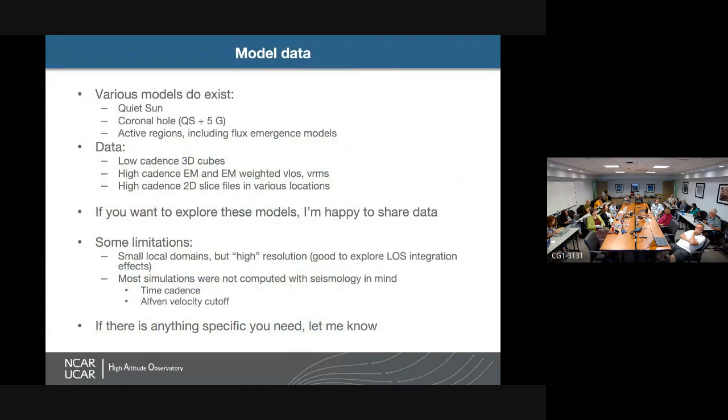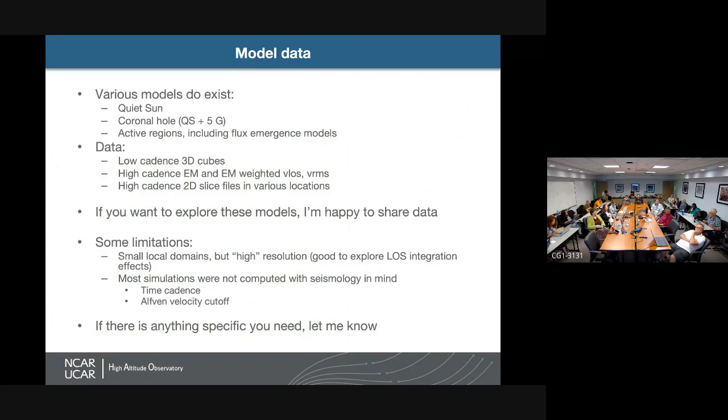So I do have various models, quite some. There's also some corona models we computed where we just added something like 5 Gauss to a quiet sun simulation, and then various active region models, including flux emergence models. And the data I have is typically low cadence 3D cubes and then high cadence emission measure and emission measure weighted line of sight and RMS velocities, as well as high cadence 2D slices through various parts of the domain. So if you want to look at any of these models, I'm happy to share the data I have.